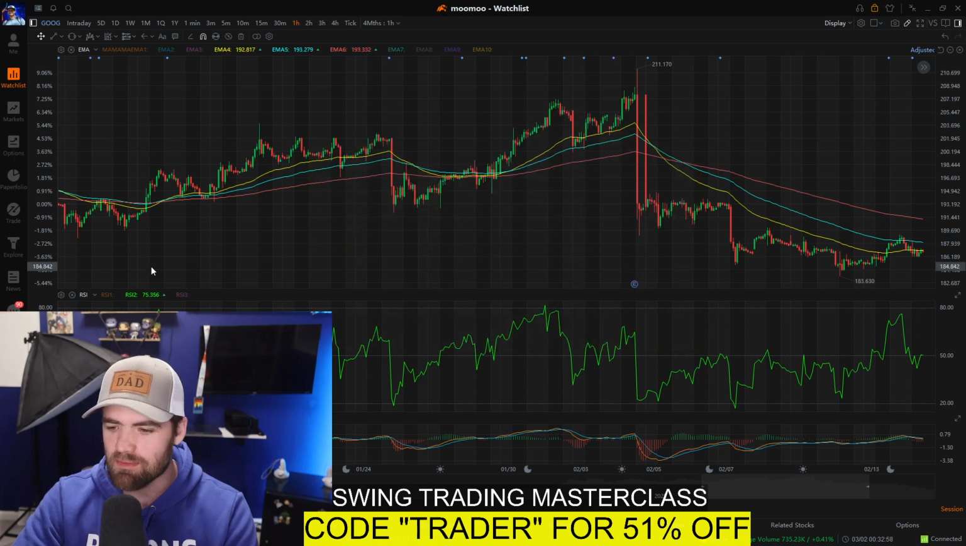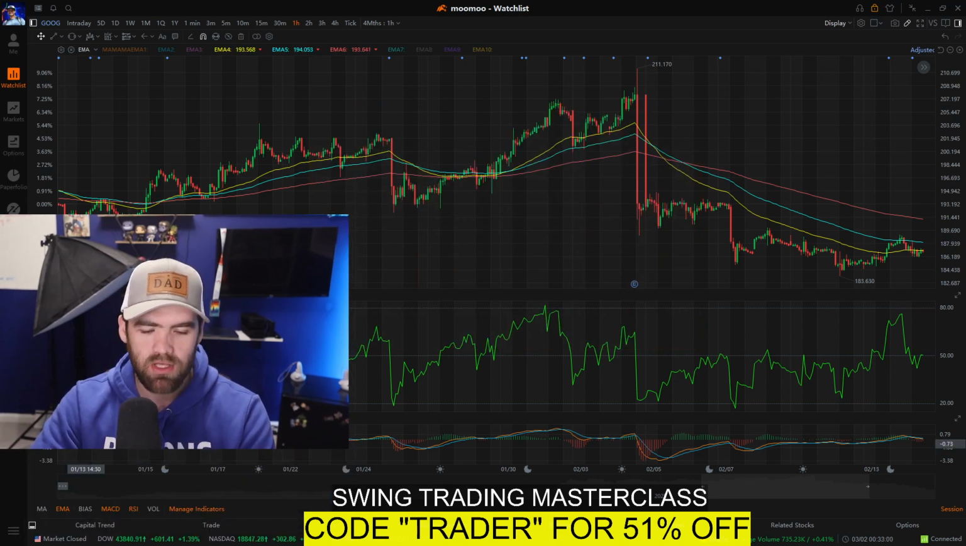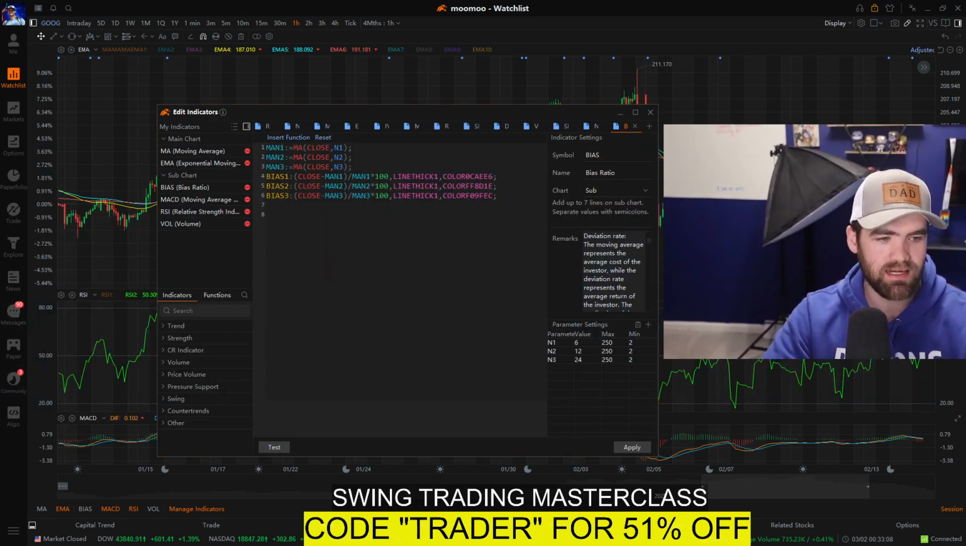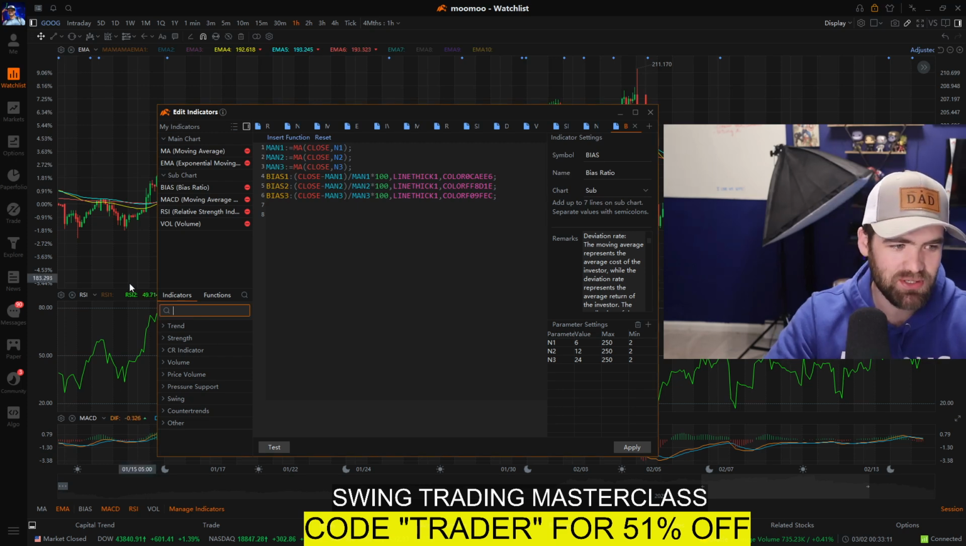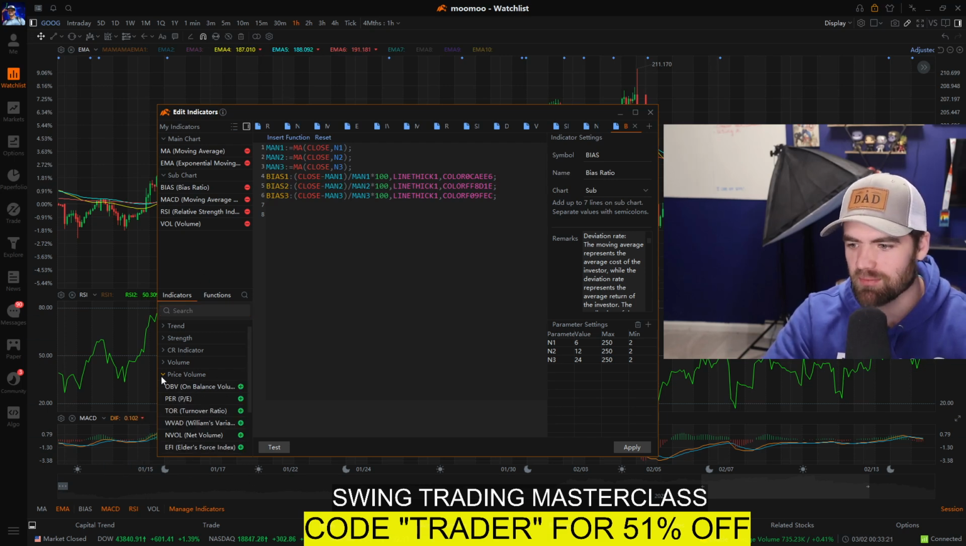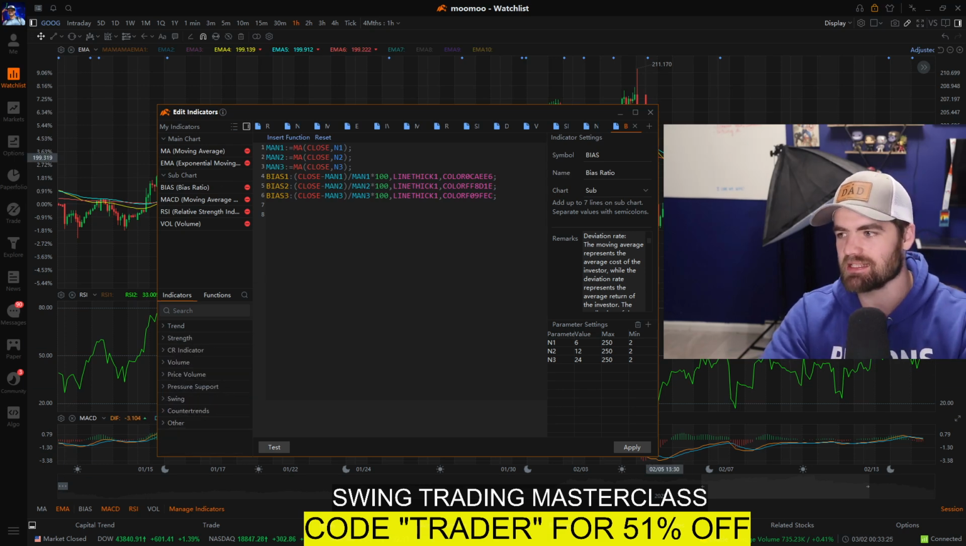But if it doesn't pop up there, let me move myself. There's a little thing down here called Manage Indicators. You guys can click that, and you guys can always search them. Let me move myself here. You can always search them in here if you can't find them, or up in here. This is a really, really cool thing that Moomoo offers: pressure support, price volume, overall volume, trends, all this stuff you guys can add.